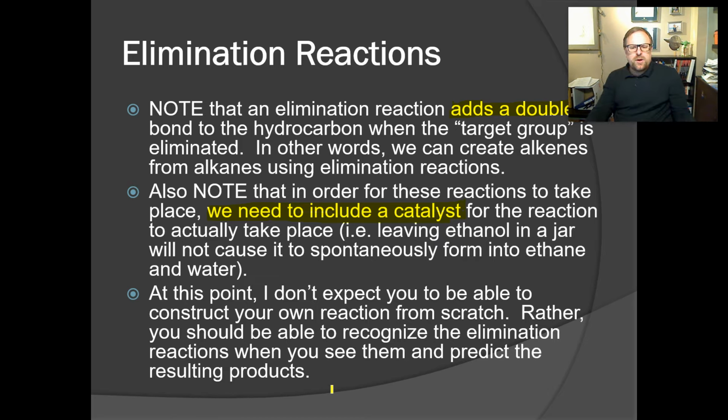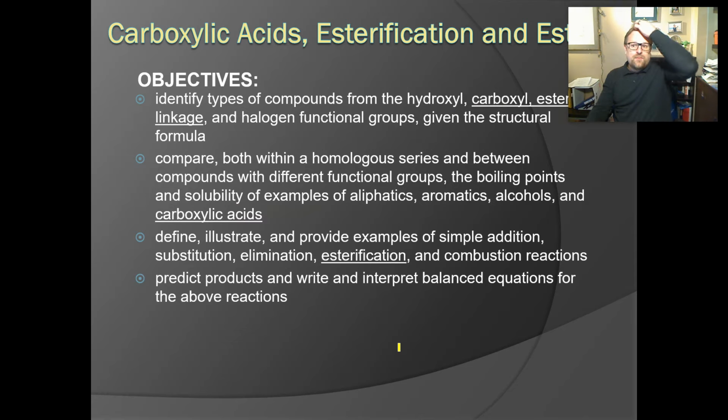At this point, I don't expect you to construct your own reaction from scratch. Rather, you should be able to recognize an elimination reaction when you see one and predict the resulting products. If you were given just the reactants or a hint that it's going to create a double bond, you should be able to tell me that we're dealing with an elimination reaction. Now, that's concept C6. I hope that makes sense.